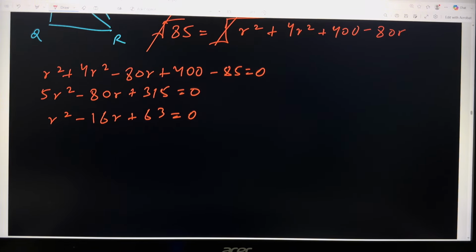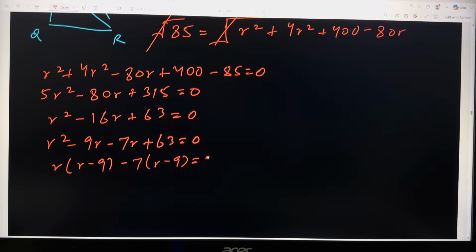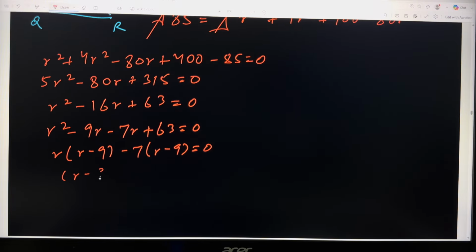So the factors here will be minus 9 and minus 7. r common, r minus 9, minus 7 common, r minus 9 is equal to 0. So (r minus 9)(r minus 7) is equal to 0. r is equal to 9, r is equal to 7.